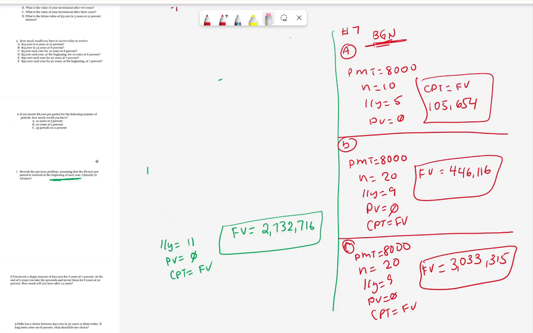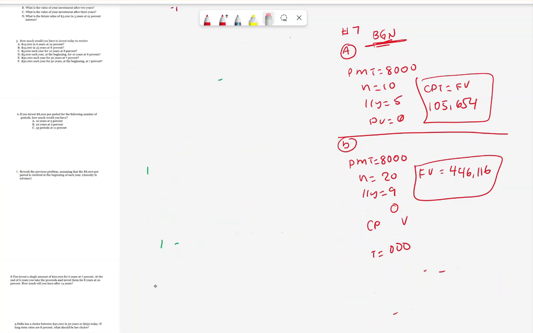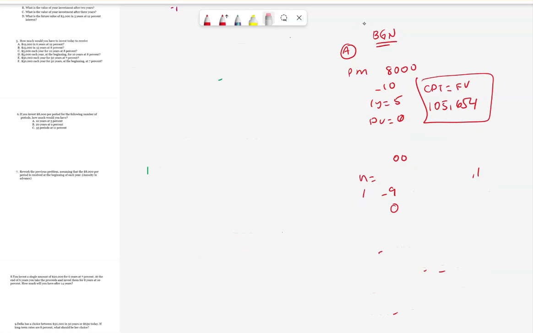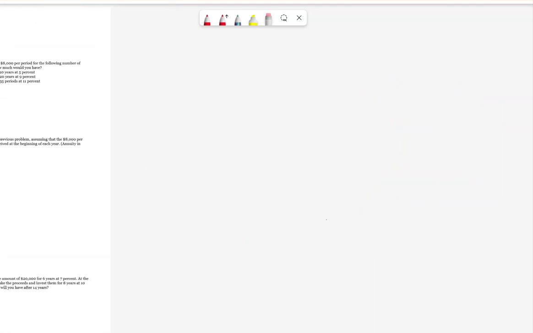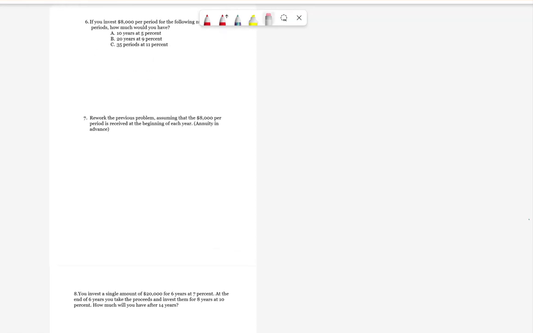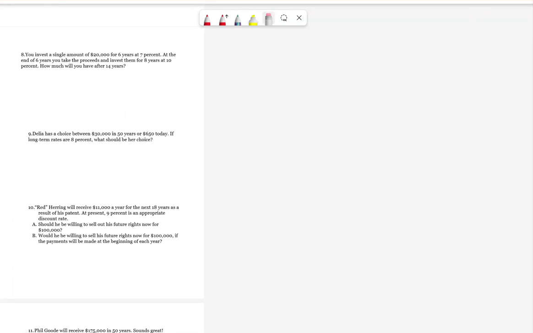Now we're going to go to question number 8. Let's see what we could do with question number 8. The question is asking us to do the following. You invest a single amount, 20,000, for 6 years at 7%. At the end of 6 years, you will take that proceed and invest it for 8 years at 10%. How much will be in 14 years?